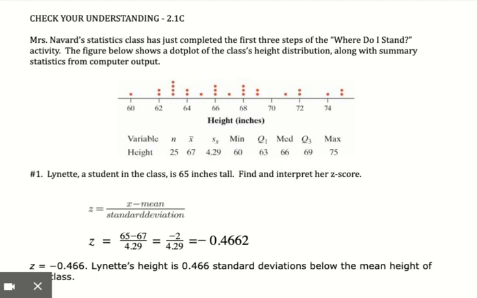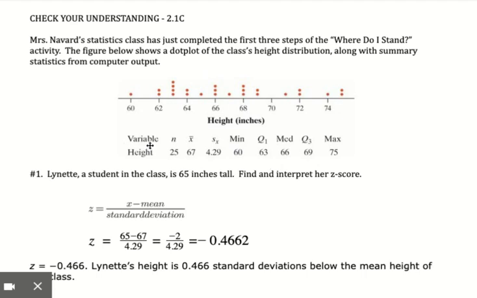So in this class, they did the first steps of something called the Where Do I Stand activity, which just dealt with how tall each person was in the class. So this is a dot plot. For instance, 60 inches tall, there was one person, there were two at 62, looks like four at 63. The tallest person, or two people, were at 75 inches.